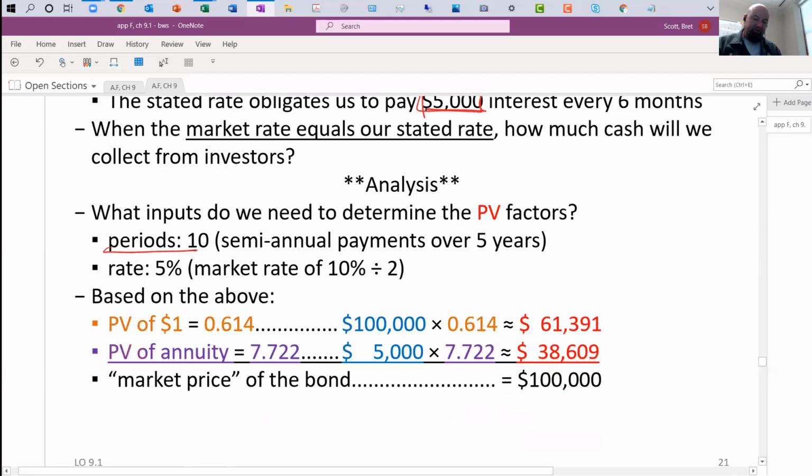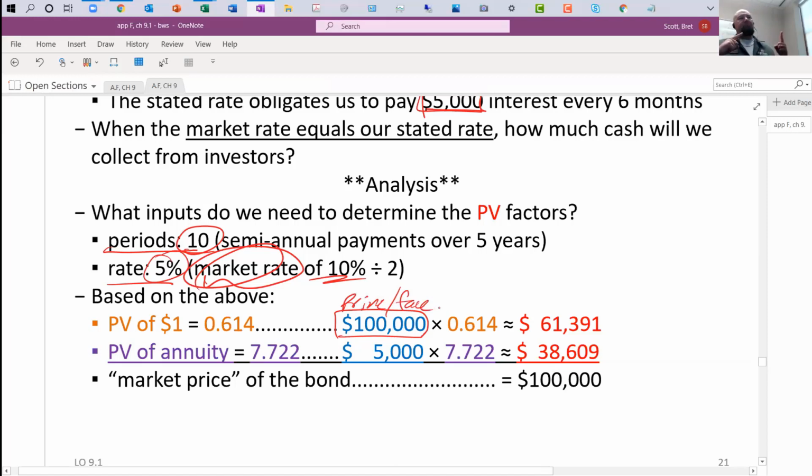Number of periods, how many are there? Well, it's semi-annual over 5 years. So there's 10 total payments. The period is 10. The rate, the market rate is 10%. Fine, it's 10% annually. What's 10% semi-annually? It's half, 5%. I give you some factors to choose from. You just need to know which ones to use. Multiply the principal. This is the principal of the face.